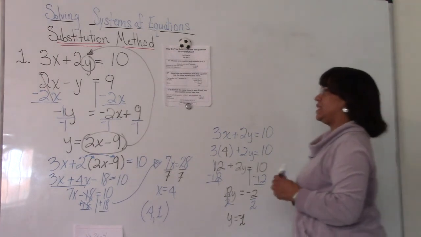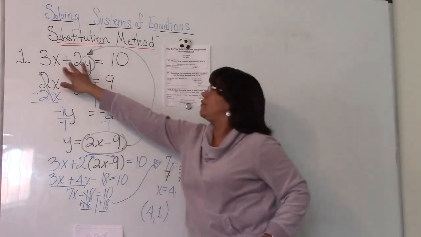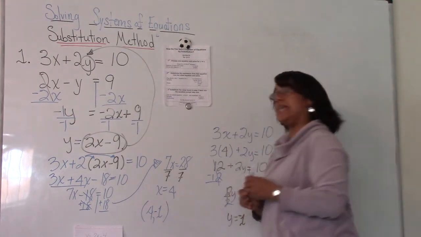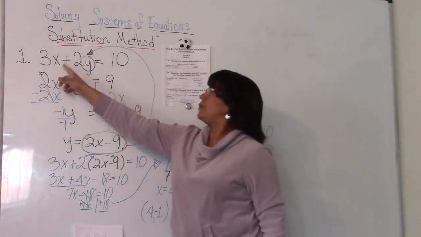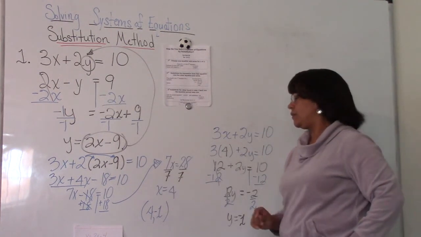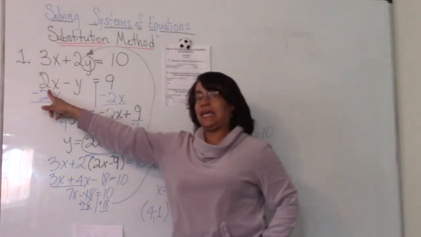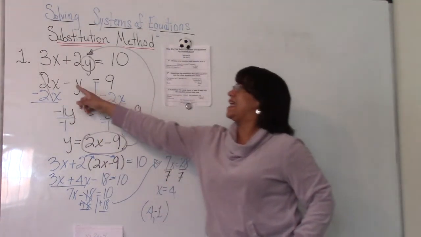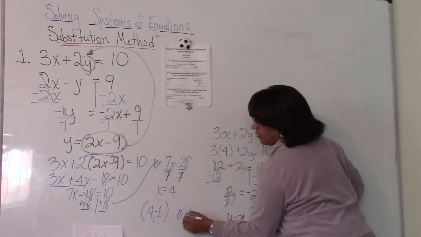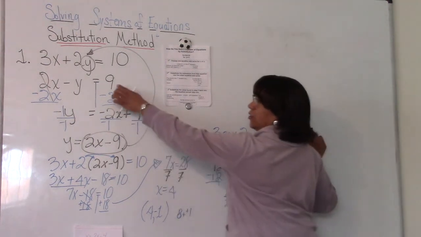So now I can see that when I check, 3x means 3 times 4, which is 12. 2 times -1 is -2. So you have 12 plus -2, which is 10. And then you have to do it with your other equation. Well, 2 times x. X is 4. 2 times 4 is 8. 8 minus negative 1. So look at that. You're going to have 8 minus negative 1. Well, that becomes plus or positive. 8 plus 1 is 9, and you want 9.